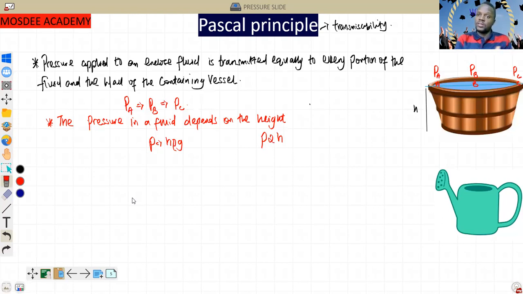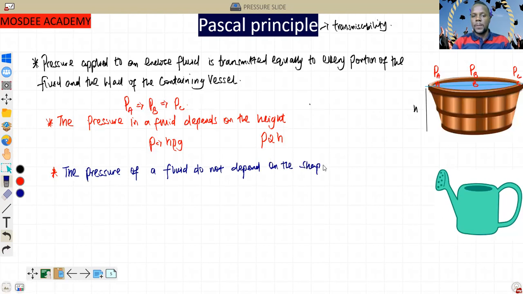And if you want to relate with an equality sign, you can bring a constant of proportionality, and you have P1 over H1 is equal to P2 over H2. Be very, very careful. Another important point which I want to also talk about is that the pressure of a fluid does not depend on the shape of the container.